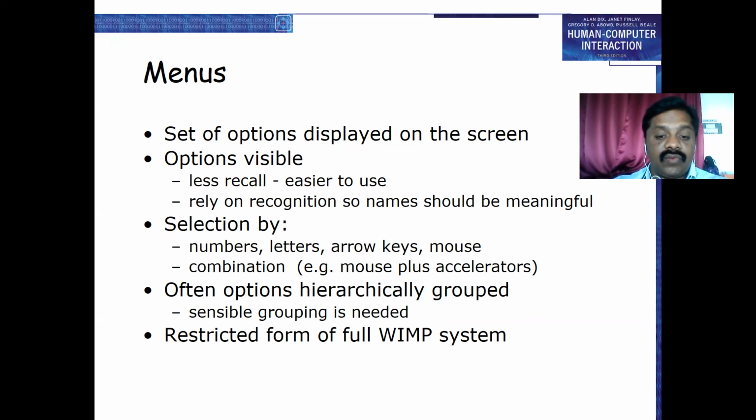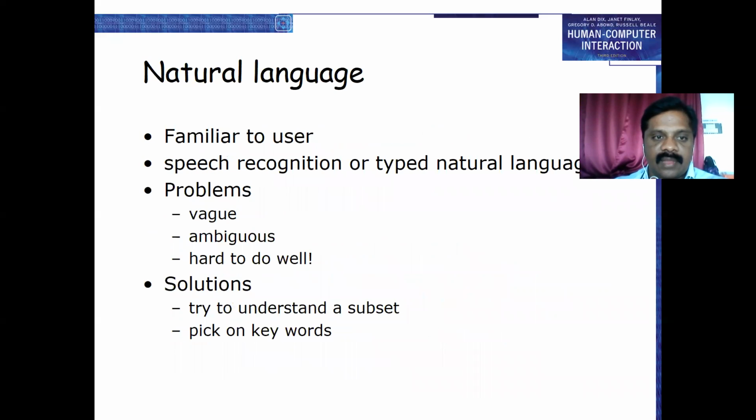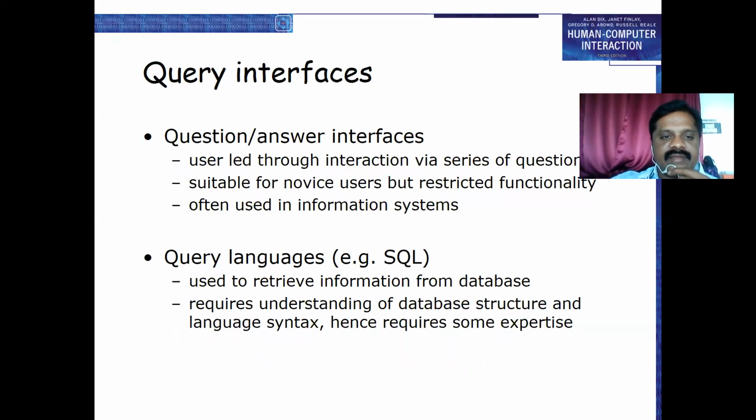Natural language is a restricted form of full WIMP systems. Familiar to the user, speech recognition, or typed natural language. There are some problems: wrong, ambiguous, hard to do well. Solutions: try to understand a subset, pick on keywords. Query interfaces. A query interface is nothing but like a question answer session.